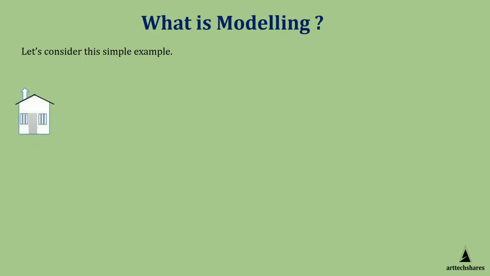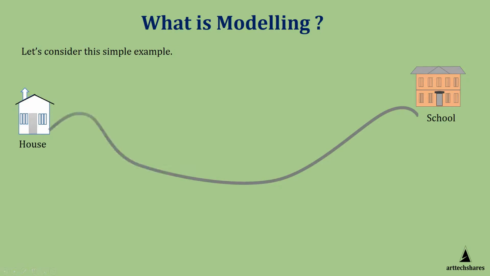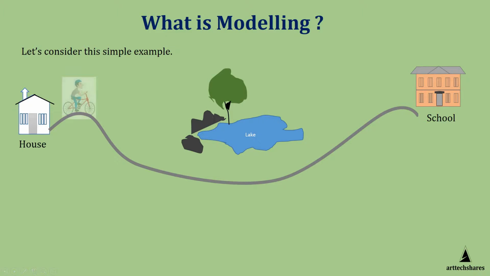Let's consider this simple example. Assume that every day you ride your bicycle to school from your house. The distance between your house and the school is 2000 meters and it takes 40 minutes for the ride. Also assume that you maintain a constant speed. This means that you never change your speed and never stop anywhere between your house and school.